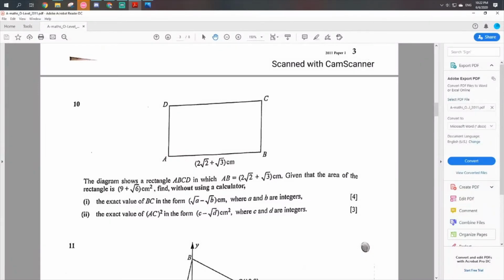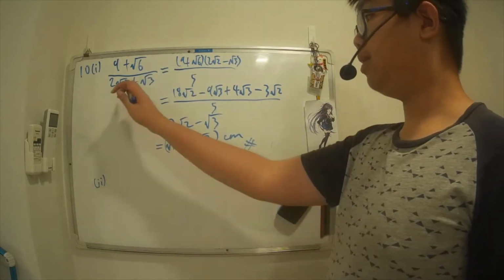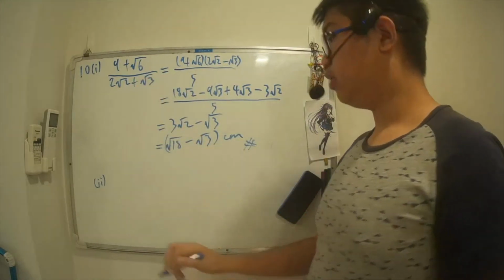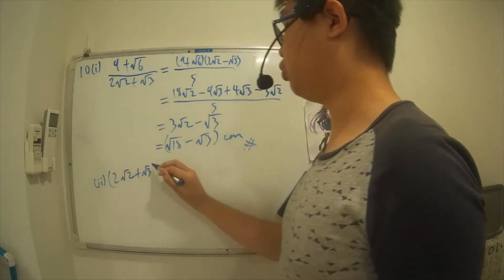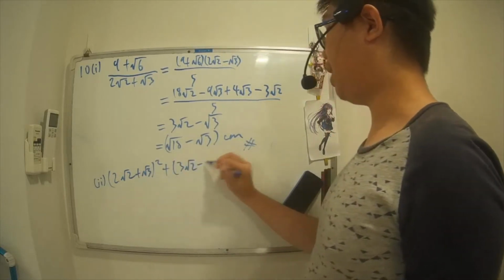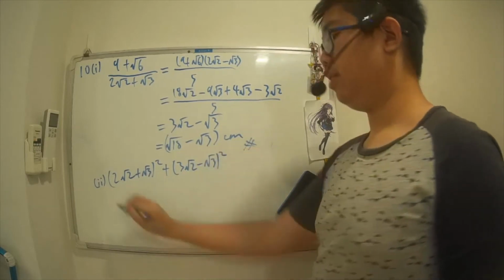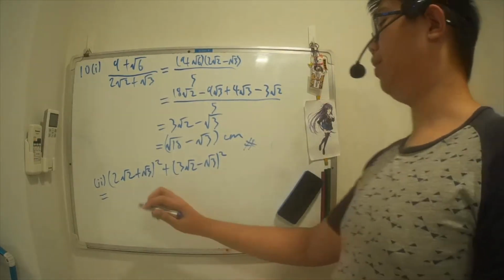And then we need to find the exact value of AC squared in the form of C minus square root D, where C and D are integers. Okay? So AC squared by Pythagoras theorem is this thing squared plus this thing squared, right? So we have 2 square root 2 plus square root 3 whole thing squared plus 3 square root 2 minus square root 3 squared. And let's work this out. So we need to expand each term separately. That's going to be a lot of terms, but never mind.